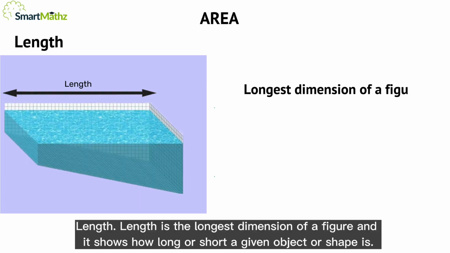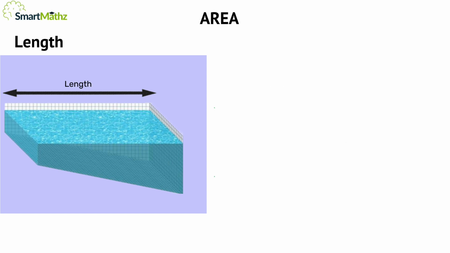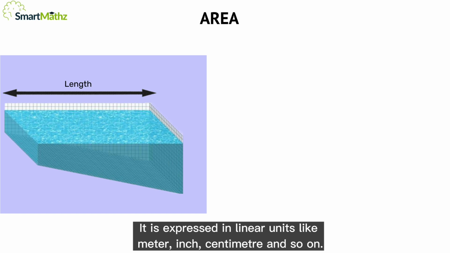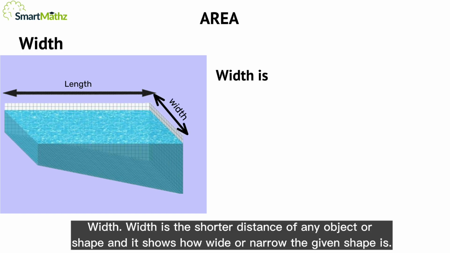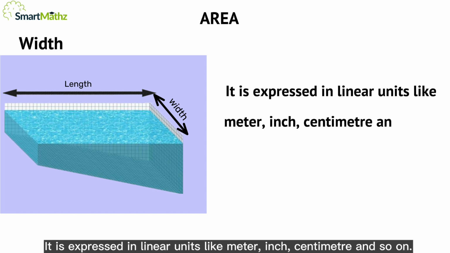Length is the longest dimension of a figure, and it shows how long or short a given object or shape is. It is expressed in linear units like meter, inch, centimeter, and so on. Width is the shorter distance of any object or shape, and it shows how wide or narrow the given shape is. It is expressed in linear units like meter, inch, centimeter, and so on.